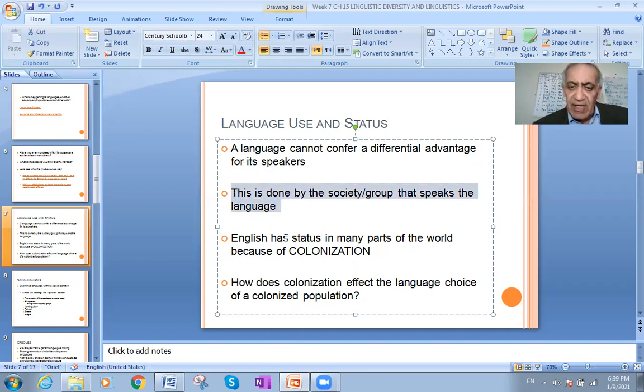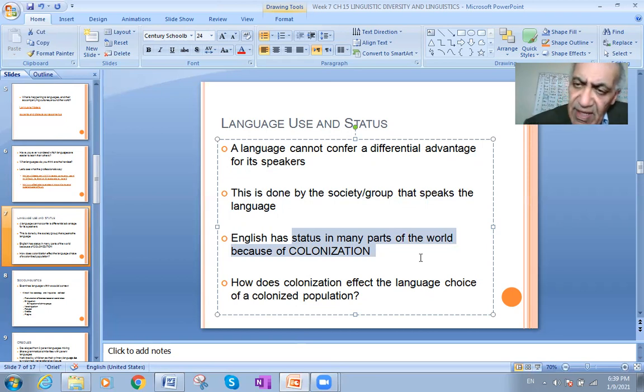English has status in many parts of the world because of colonization. Because England had its colonies everywhere, a big part of the world is talking English. How does colonization affect the language choice of a colonized population?